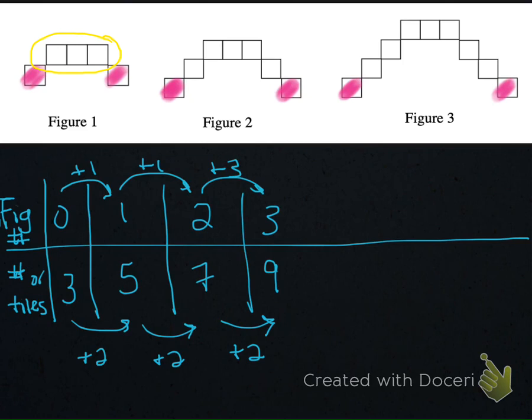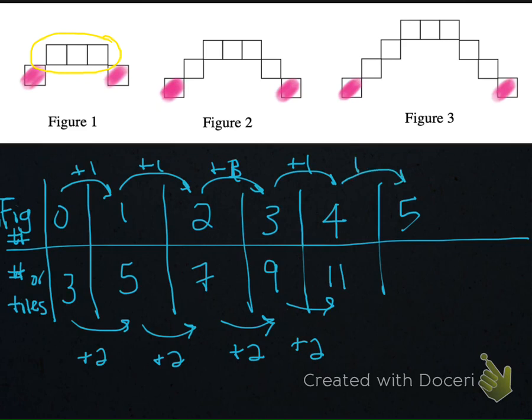Then I can say, well, how many would be in figure 5? A really easy way to get that information would be to say, okay, after 3 is 4, and after figure 4 would be 5, and I can just continue my pattern. As it increases by 1 figure number, it increases by 2 tiles. That would give me 11 tiles in figure 4. And then as it increases by 1 figure number, it increases by 2 tiles, so that would give me 13 tiles in figure 5. I could easily keep going with this pattern, increasing the figure number by 1 and the number of tiles by 2, as far as I want.